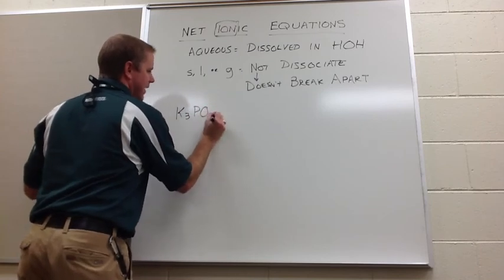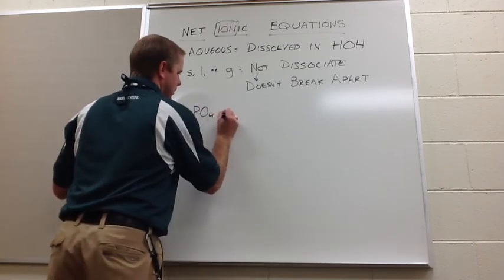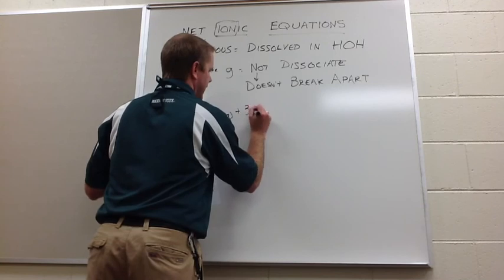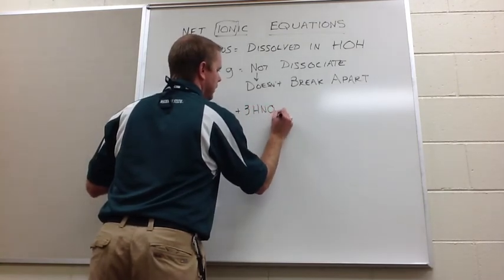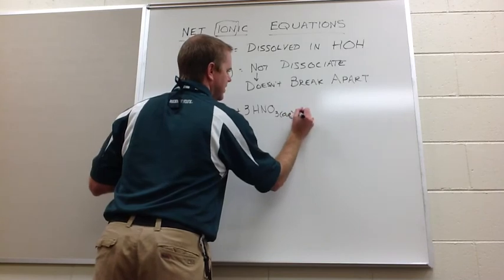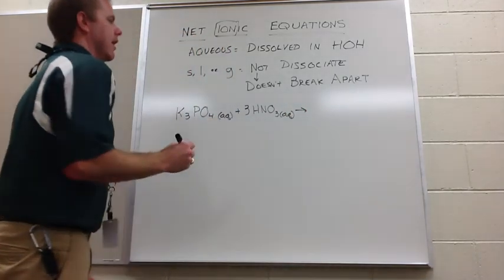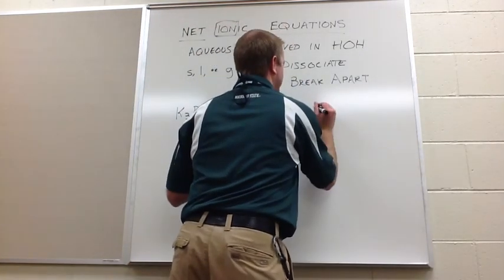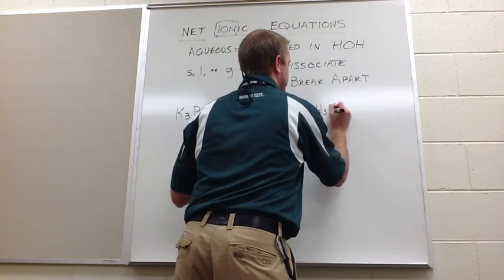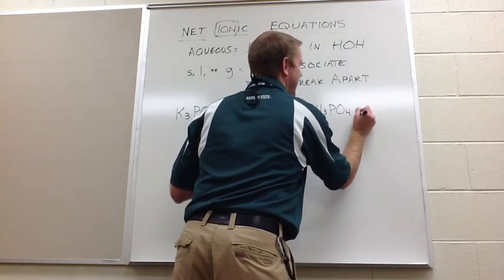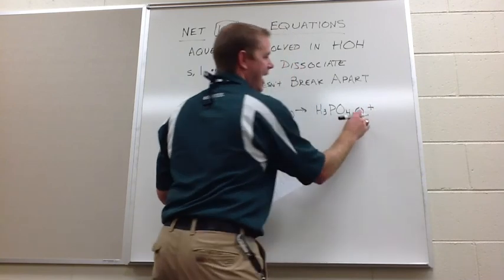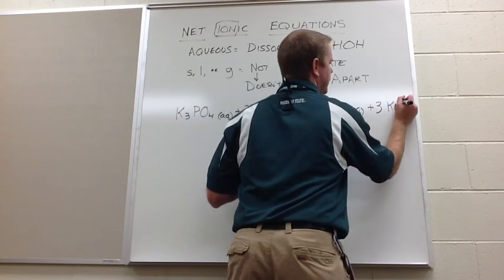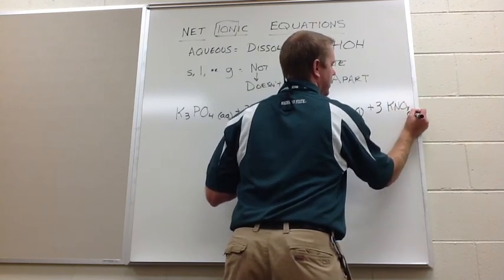The equation is K3PO4, potassium phosphate, aqueous, meaning it's dissolved in water, reacts with 3HNO3. Pop quiz, hopefully you know that is nitric acid. There we have an arrow. It's also aqueous, so it's dissolved in water. It creates H3PO4 as a liquid, thus the L in parentheses, and 3KNO3, potassium nitrate, aqueous.